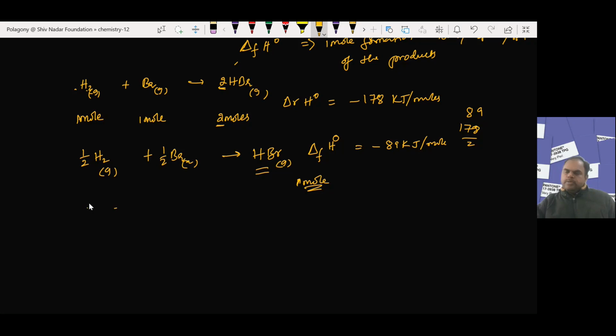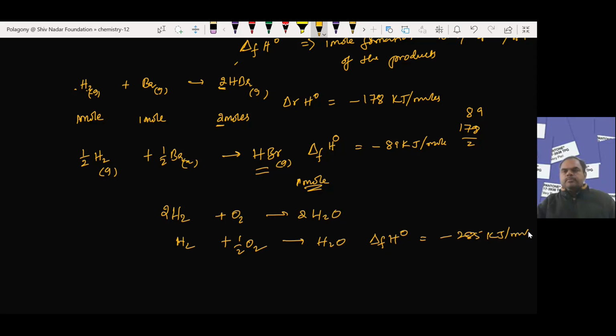Similarly, the standard enthalpy of formation of H2O, if you write, H2 combined with O2 gives rise to H2O. For the formation of water, hydrogen combined with oxygen to form 2H2O, this is the balanced equation. Now, if I take H2 1 mole and half O2 to form H2O, the standard enthalpy of formation of this water is minus 285 kilojoules per mole.